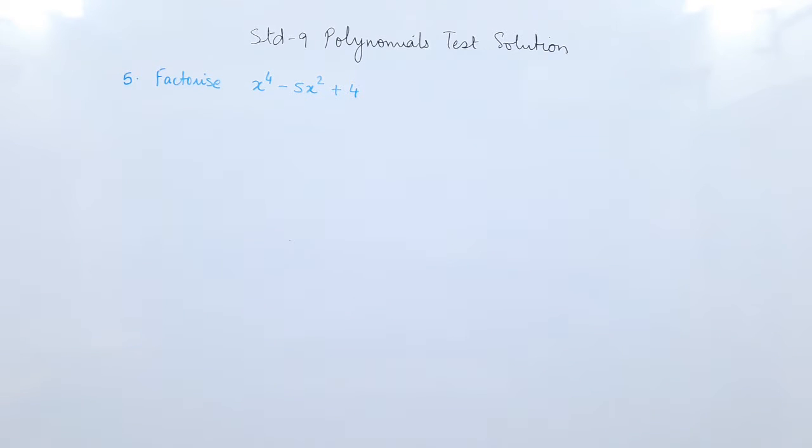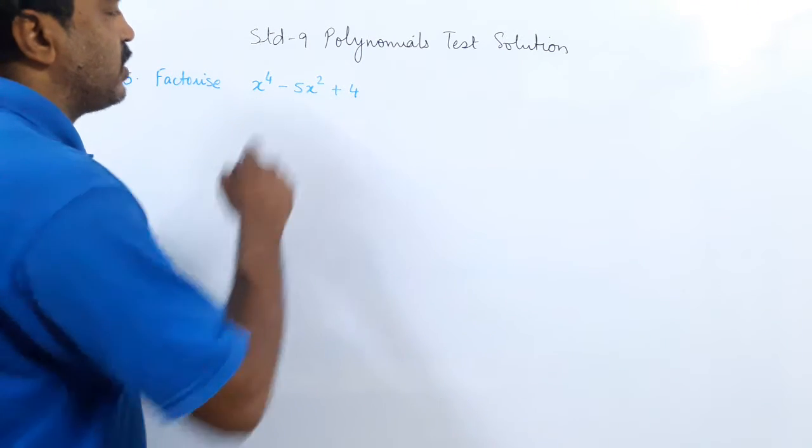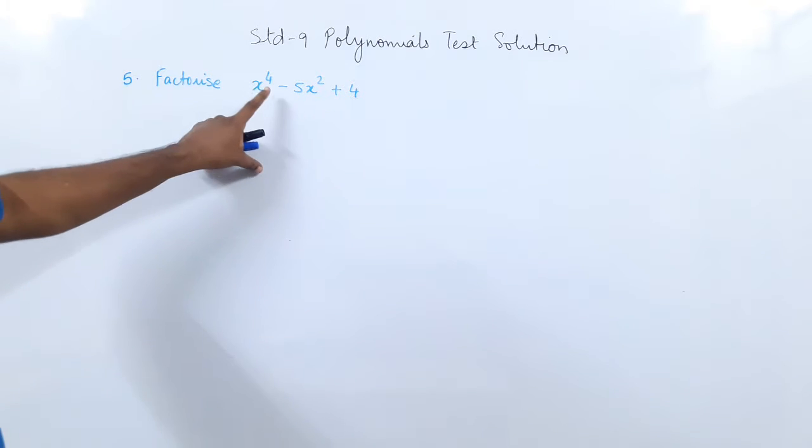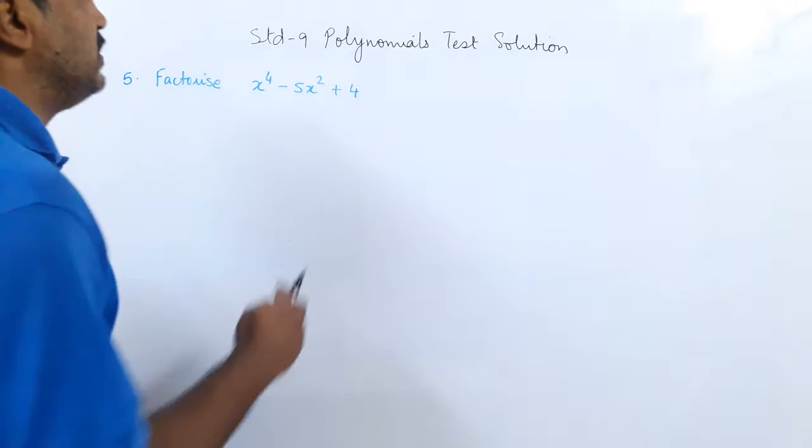In the fifth sum, you have to factorize x raised to 4 minus 5x square plus 4. Now you see the degree of this equation is 4 because the highest power is 4. Now this is a polynomial with degree 4. Is there any method to solve this? There isn't. It doesn't look like. So how will we make the sum easier?